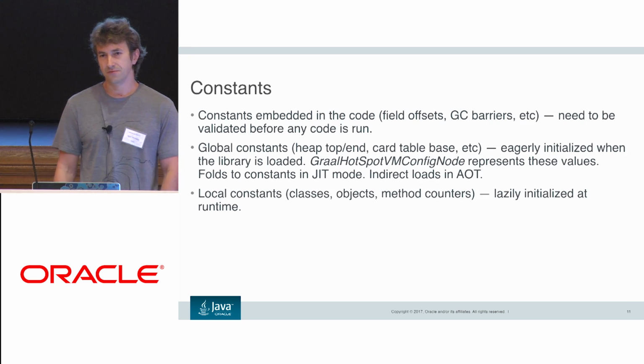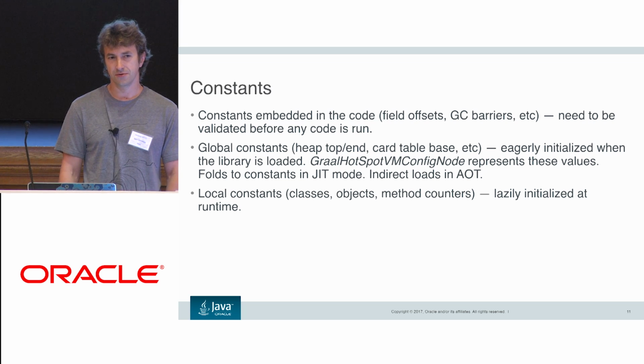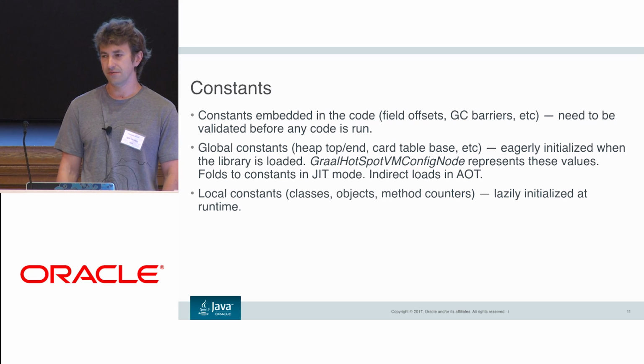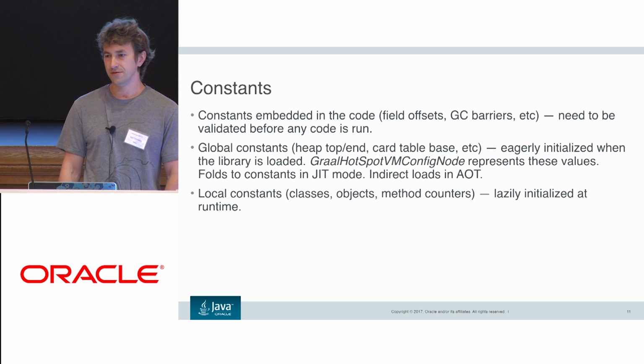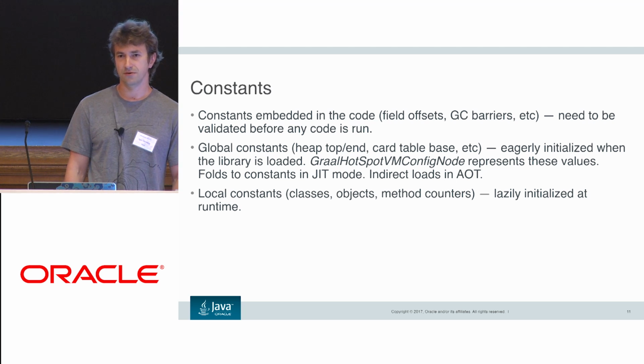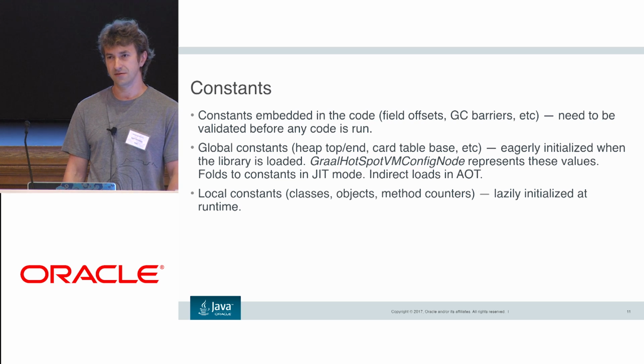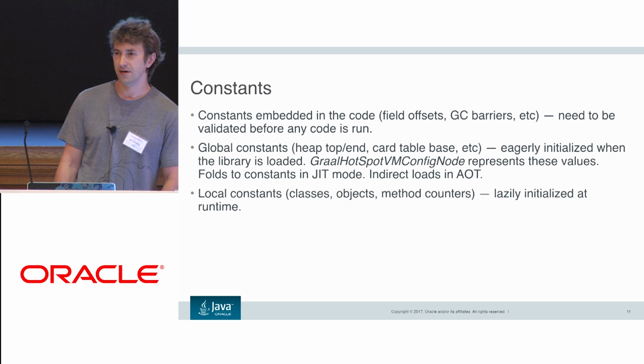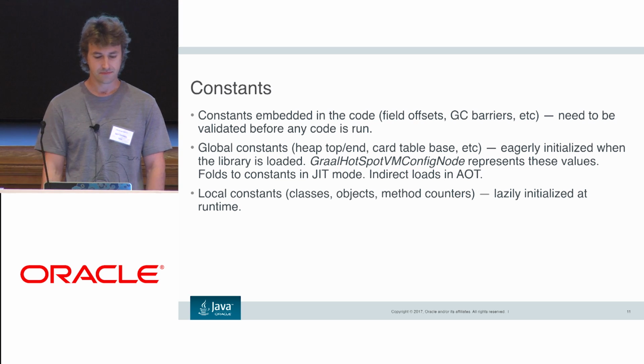The biggest difference between the code that is generated by a JIT and the code that comes out of the AOT compiler is how they handle constants. JITs are usually able to just embed constants into the code. With AOT, we want the code to be immutable in order to be shareable. So for runtime constants that change from run to run, we cannot simply patch the code. We have to use indirections.